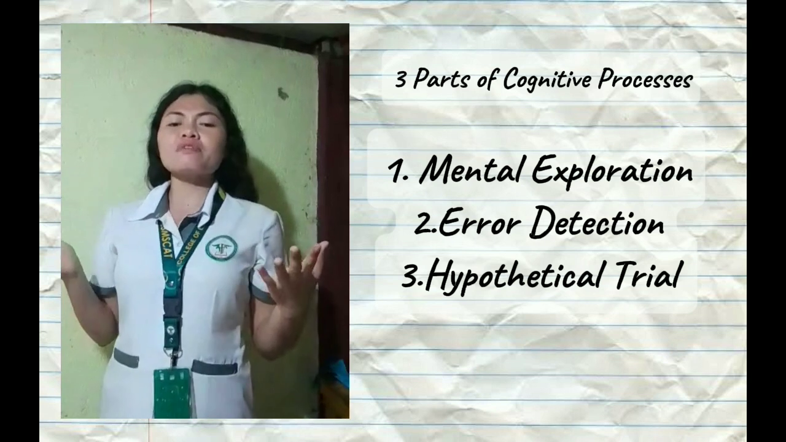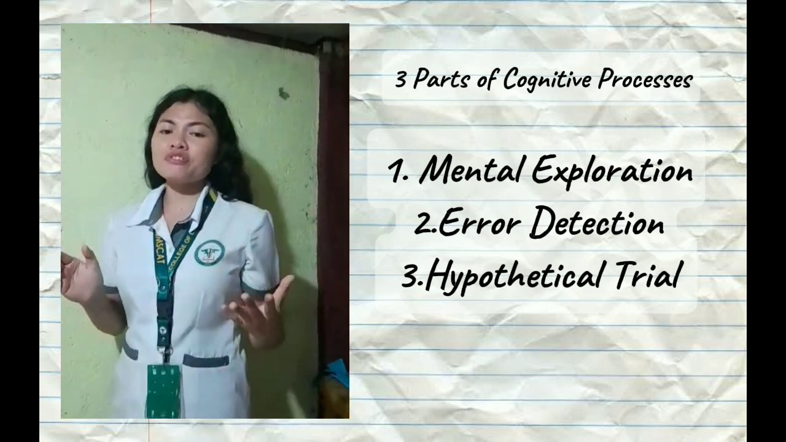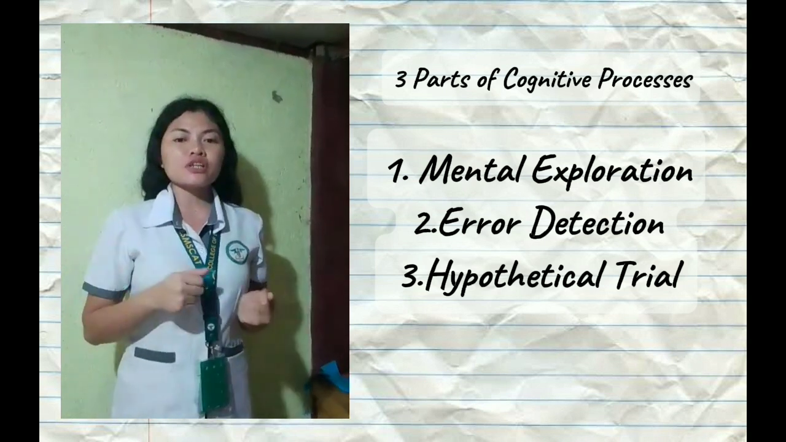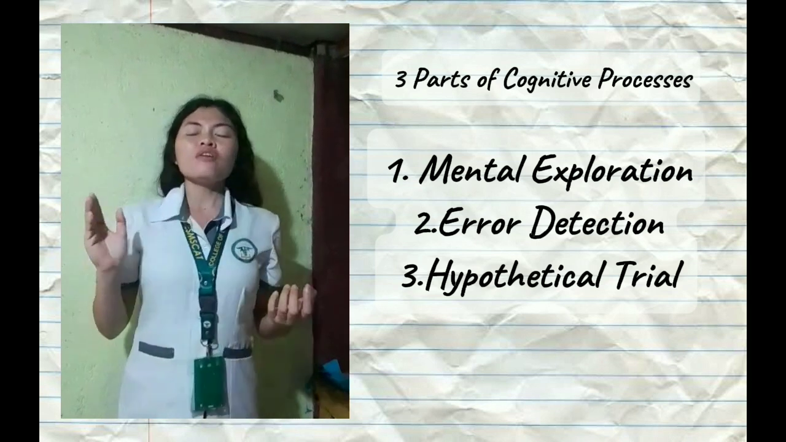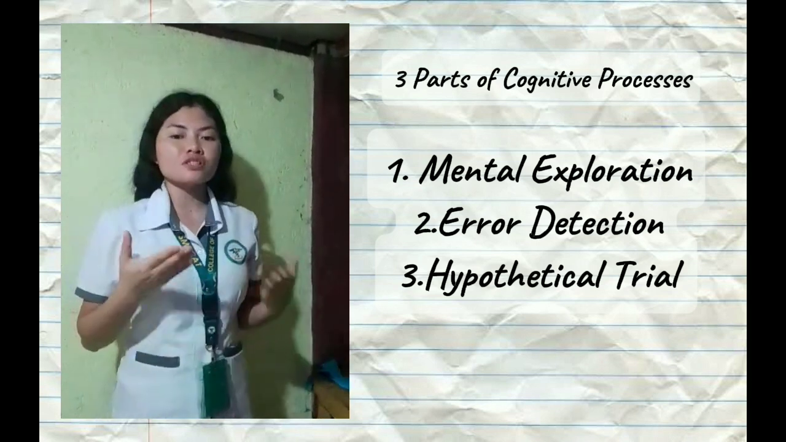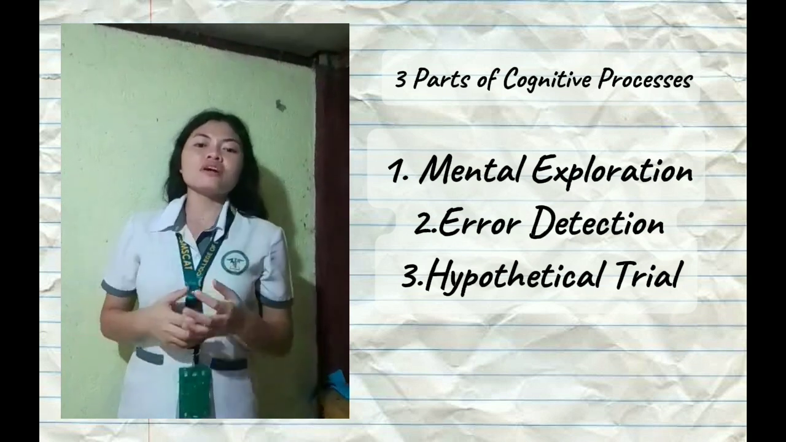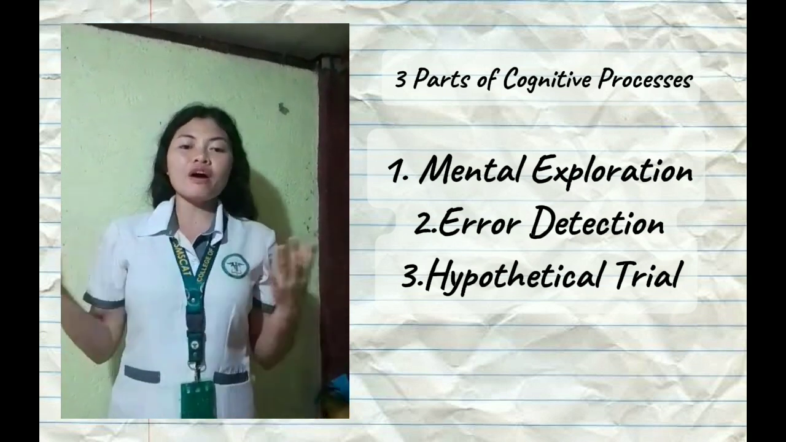In mental exploration, it is all about considering possible paths or solutions. Second one, the error detection. In this part, it is all about anticipating potential mistakes. Third one is the hypothetical trial. It is where the mental testing of solutions is found.